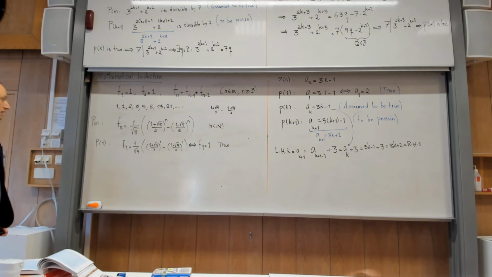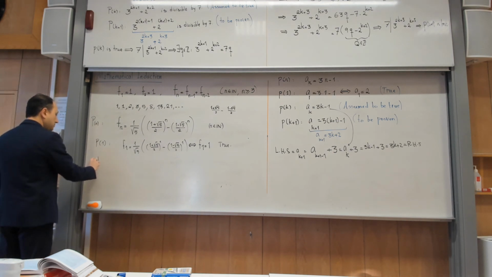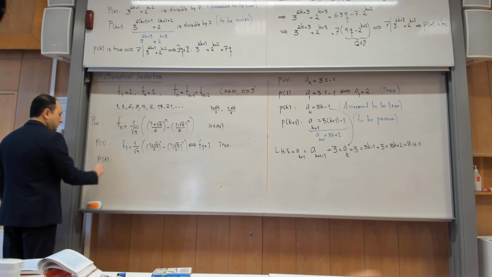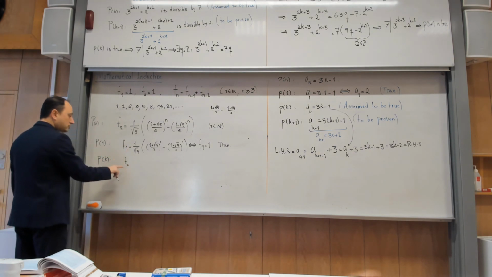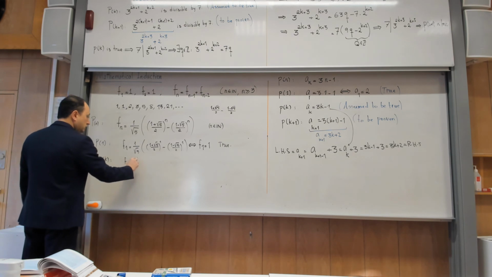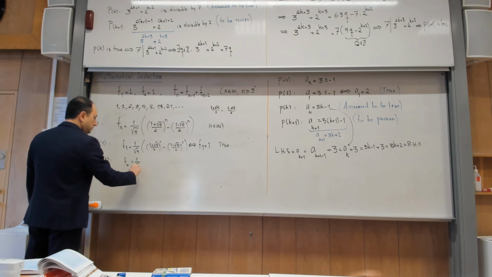The second part is the inductive hypothesis. So I assume that p of k is true. What does it mean? It means that I assume that for a given natural number k, f sub k is equal to this number.